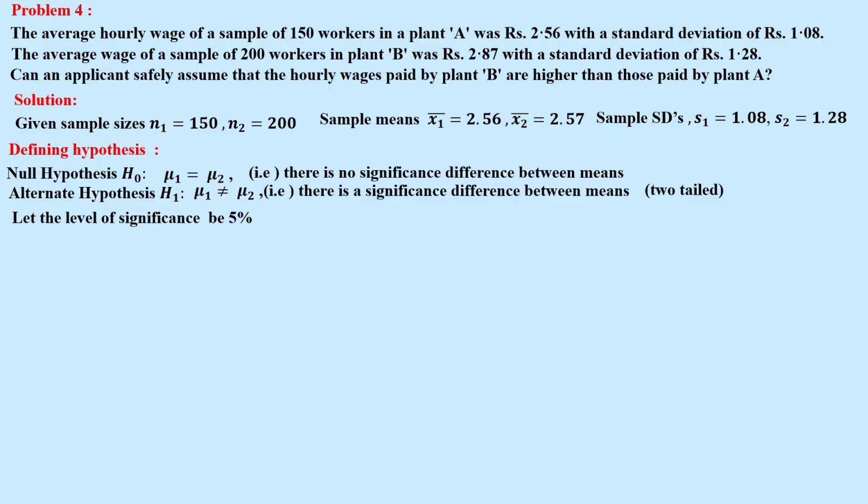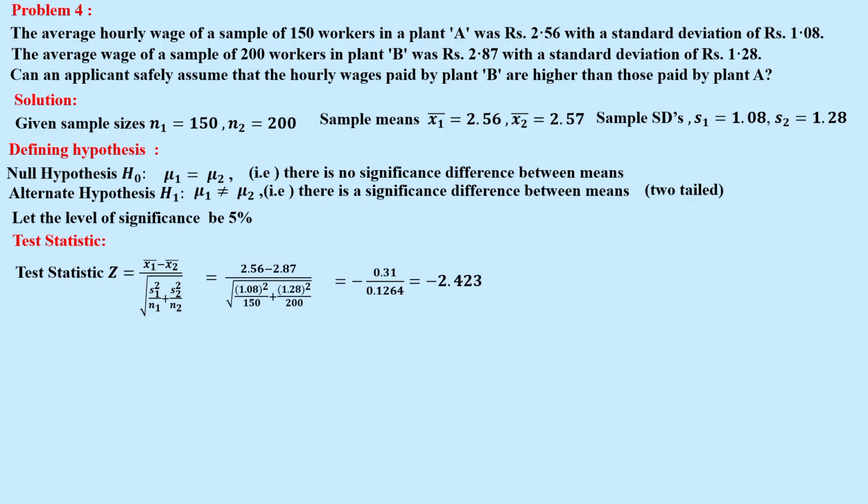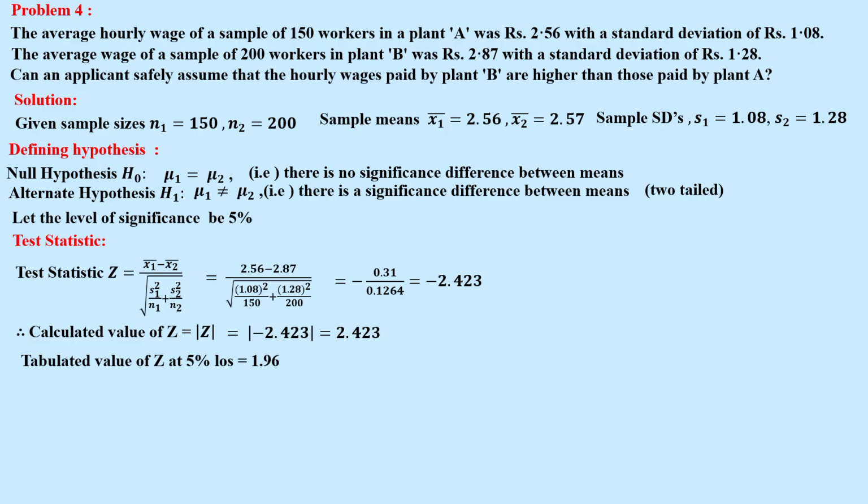Level of significance 5% we are taking, they have not given, so we are just assuming. Test statistic z is equal to x1 bar minus x2 bar by root of s1 square by n1 plus s2 square by n2. So substituting these values, 2.56 minus 2.87 by root of 1.08 square by 150 plus 1.28 square by 200, you will get minus 2.423. So calculated value, taking the modulus value, is 2.428. Then tabulated value we know for 5% level is 1.96. So clearly calculated value is greater than tabulated, therefore H0 is rejected.